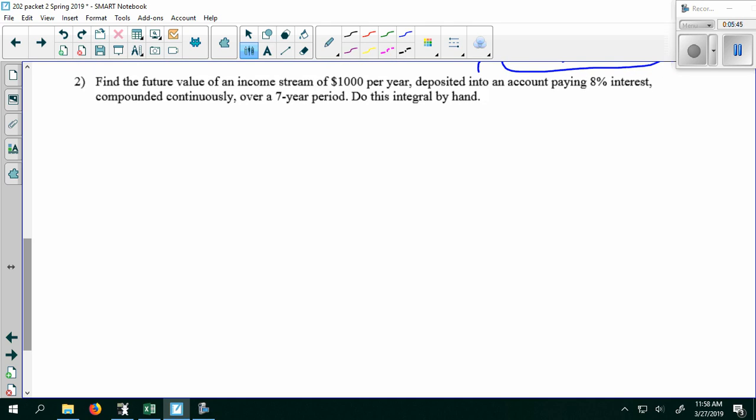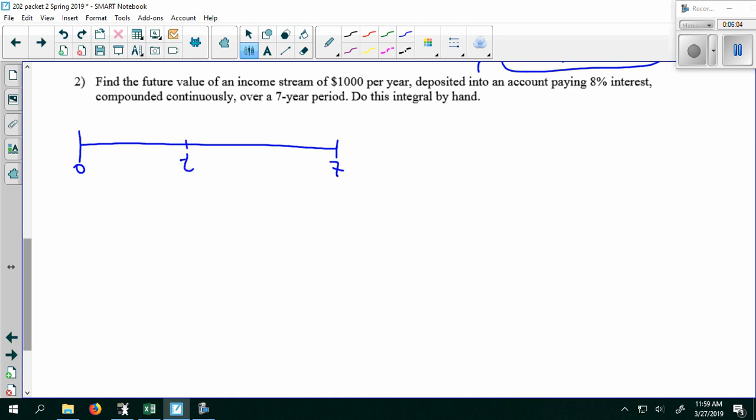Okay, so now I want to find the future value of an income stream of $1,000 per year, 8% interest compounded continuously over a 7-year period, and evaluate the integral by hand. So again, I'm going to start by drawing a timeline. I'm starting at time 0. I'm going to year 7.